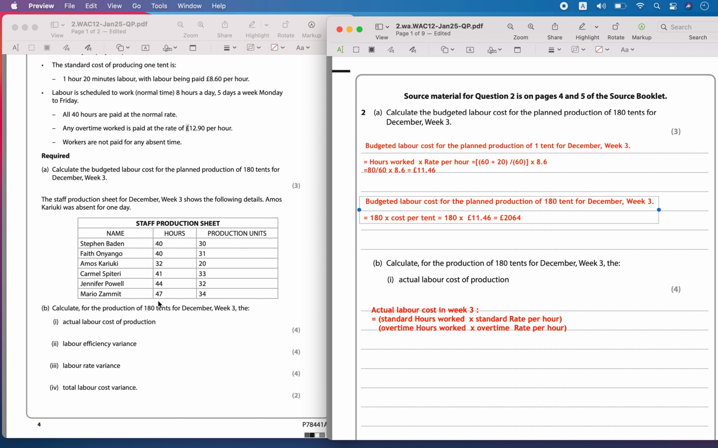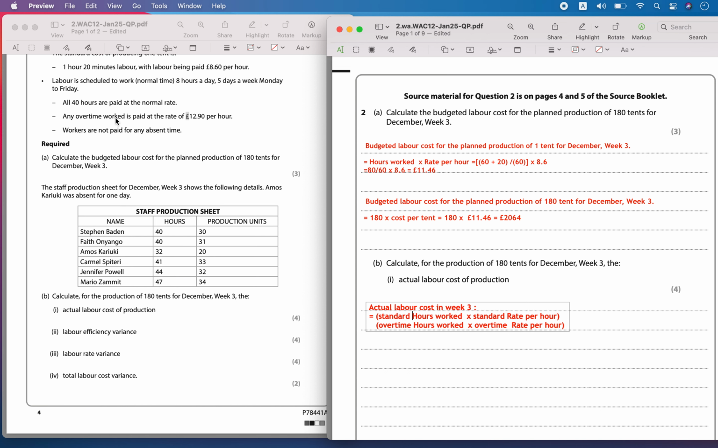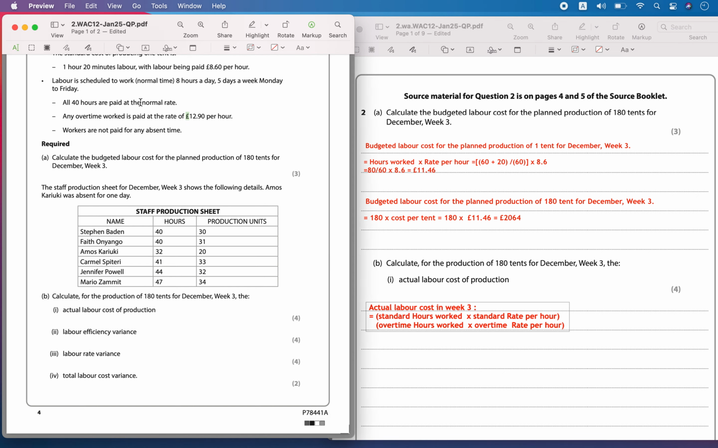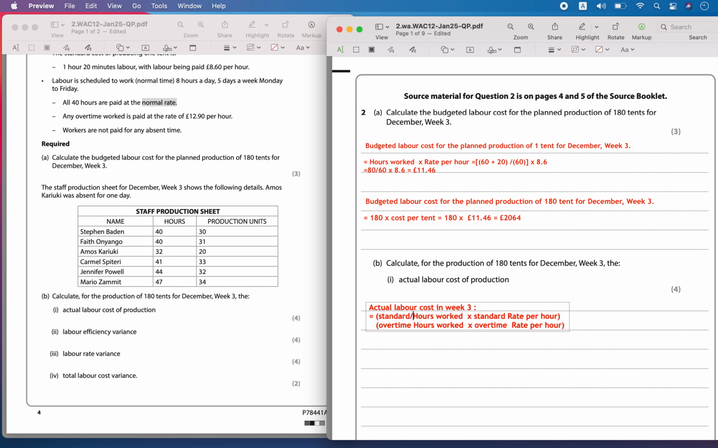He has worked for 32 hours, others' working hours are given, and the number of units produced is also given. Now calculate the actual labor cost of production for the 180 tents for December week 3. So for actual cost, again the cost is always the quantity times the rate. Here, how many hours they have worked. Here they are being paid in two parts. One is the normal rate, which is called the standard rate.